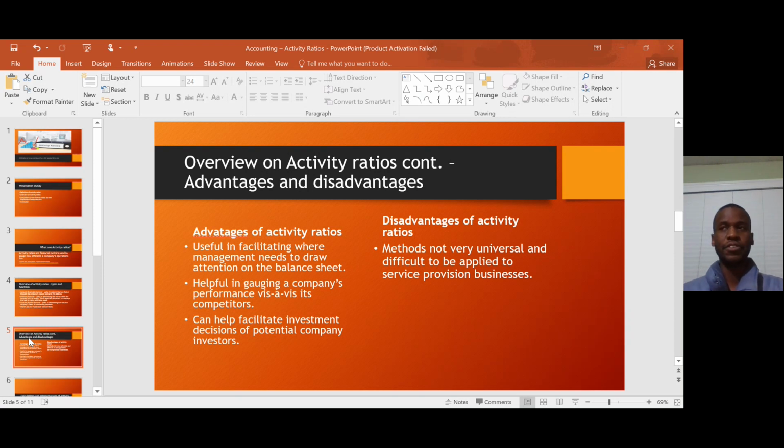So the disadvantages, one which is clear, is that these activity ratios are fixated more on companies which are into the production of goods. So you find that for companies which provide services, these accounting tools may not be very useful to them.